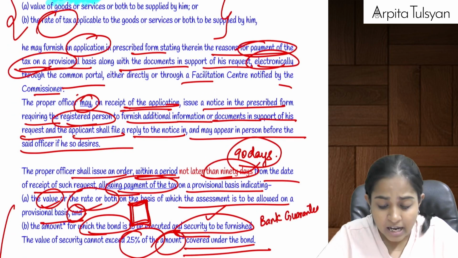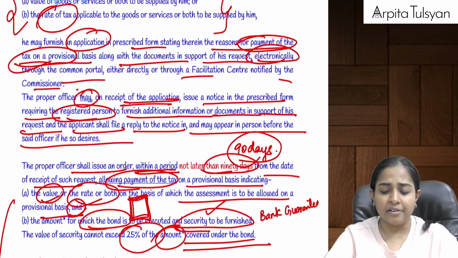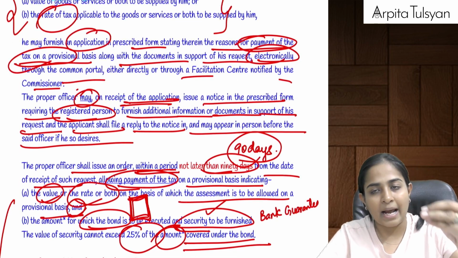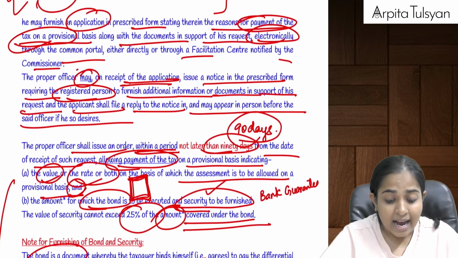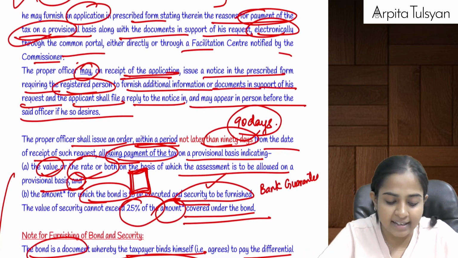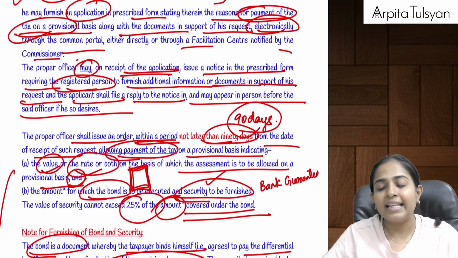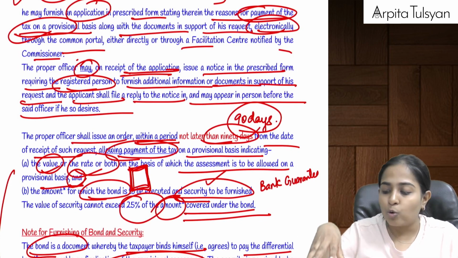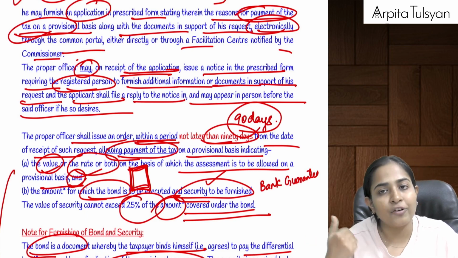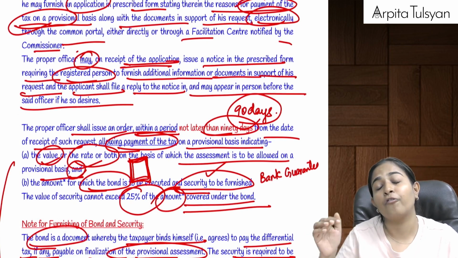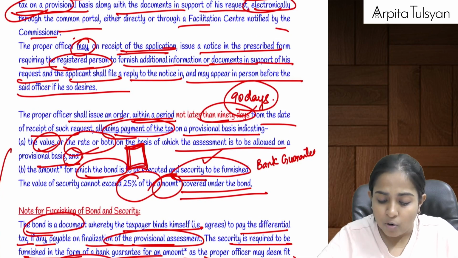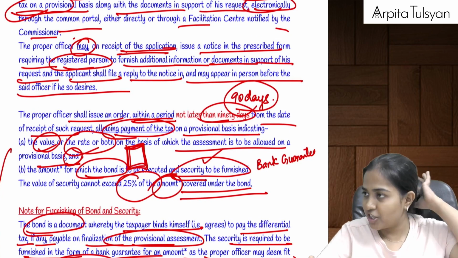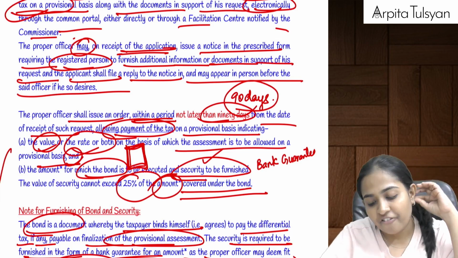Now, we made an application to the proper officer. The proper officer will consider my application, which is again filed electronically only. The proper officer may also call for further additional information from me, and then it may allow me: okay, no problem, you pay the tax on provisional basis, and then we will do the final assessment.